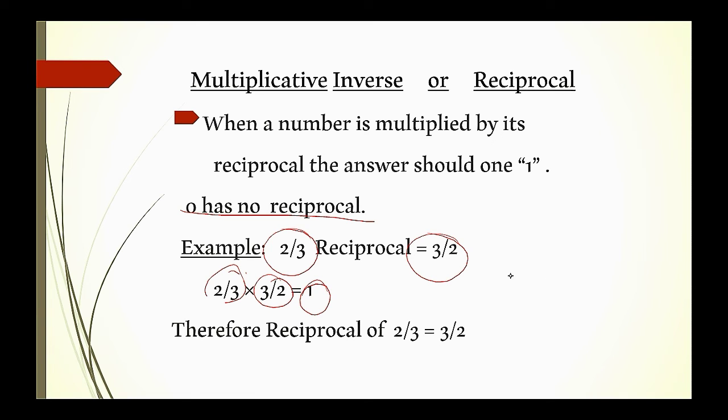Let me take another example, 6 by 9. When I am multiplying 6 by 9 with its reciprocal, 9 by 6, I told you the denominator should become the numerator, and the numerator should become the denominator if you are taking the multiplicative inverse. So, the multiplicative inverse of 6 by 9 is 9 by 6. So, when I multiply 6 by 9 into 9 by 6 and I cancel it off, I'll get the answer 1. So, the multiplicative inverse of 6 by 9 is 9 by 6.